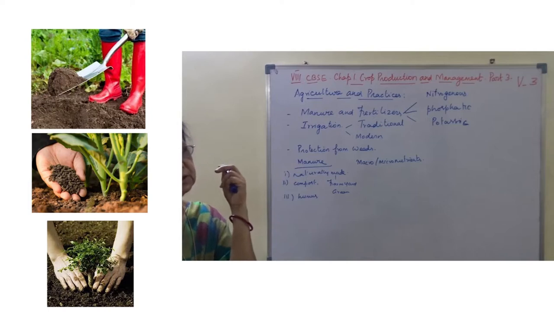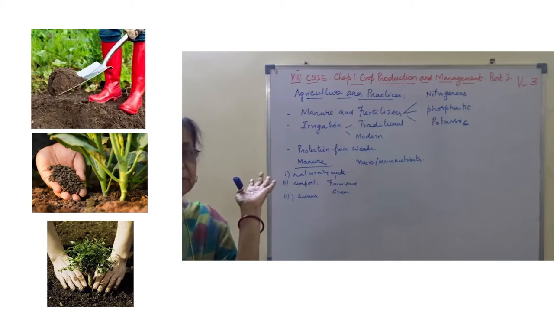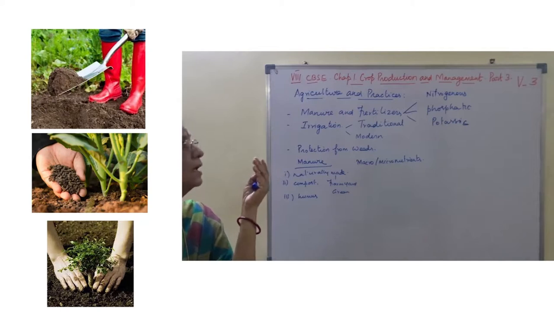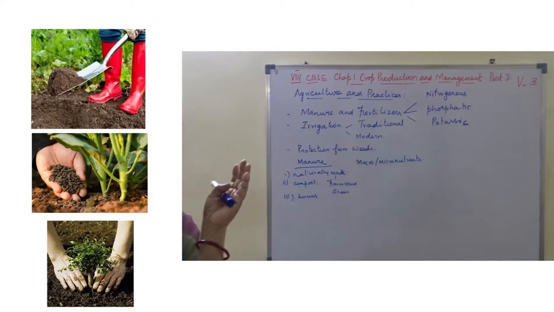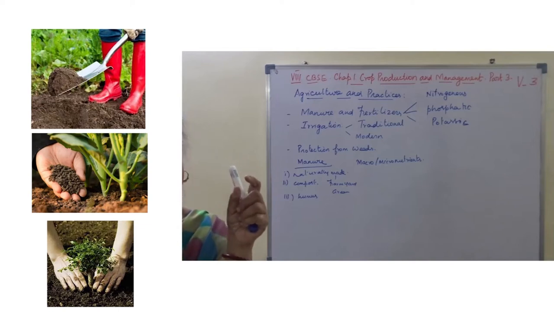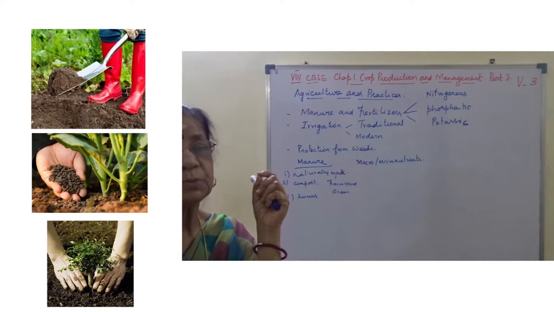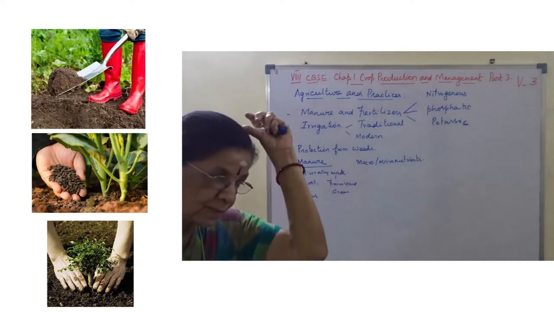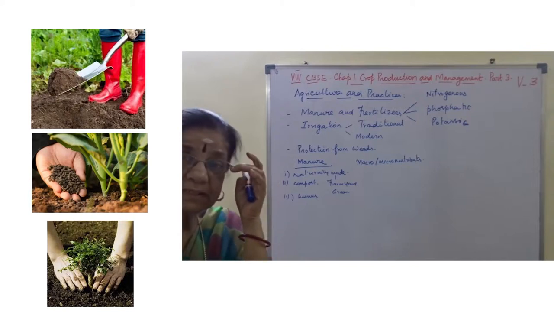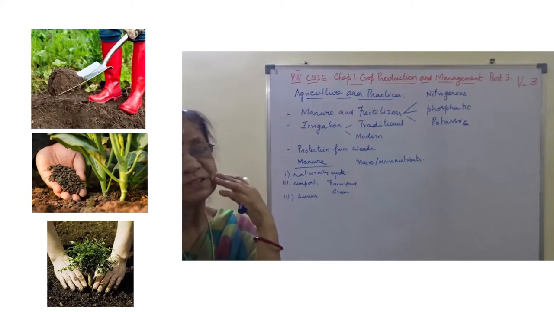or fertilizer. At the same time, when we say manure, we have to apply it in large quantity. Whereas when we talk about fertilizers, and the nitrogenous fertilizer urea for the plant, we say manure is not nutrient specific, whereas fertilizers are nutrient specific.